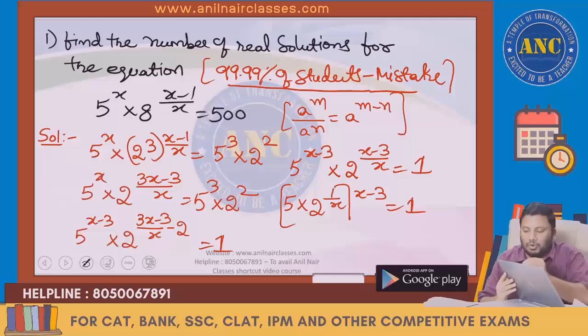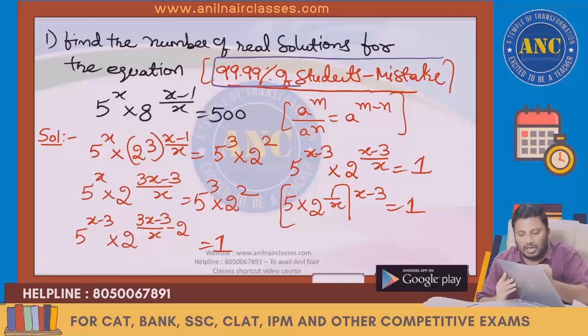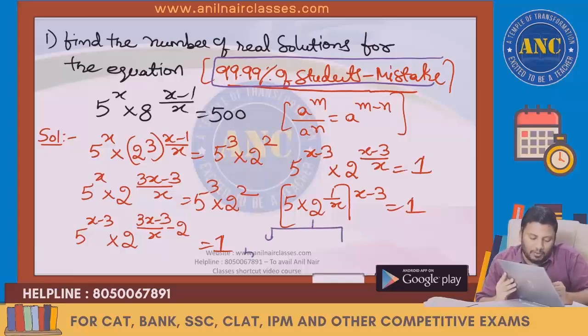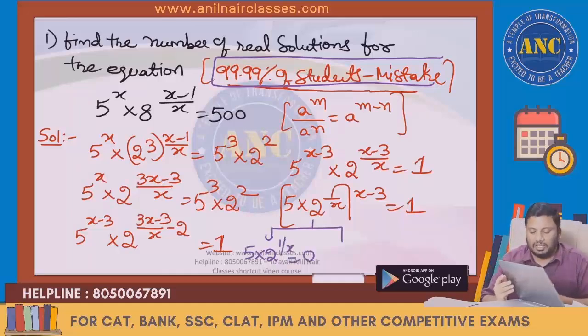This is where most of the students will make a mistake. The mistake they will commit is that a power 0 is equivalent to 1. So 5 into 2 power 1 by x, they will call it as 0.